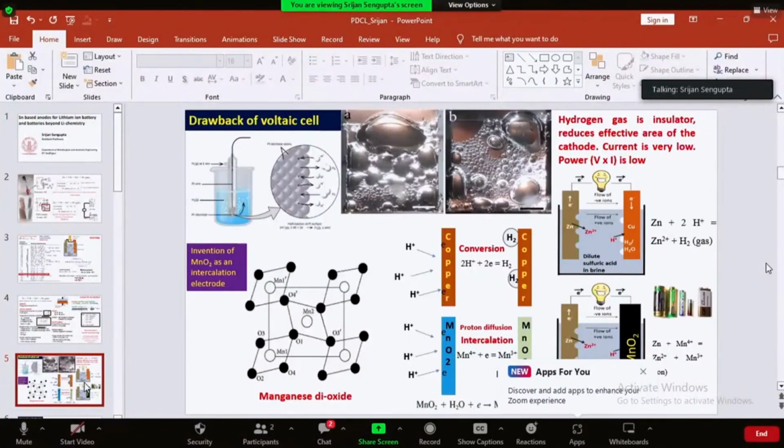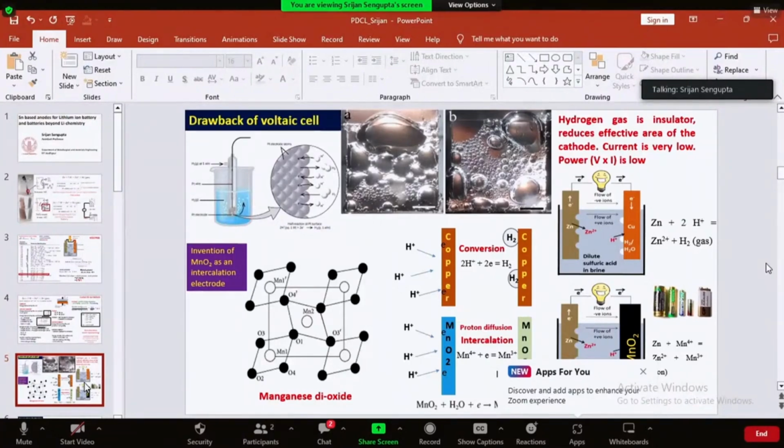The voltage you have already done with, but the current, if you see for this primitive battery, is very low. The reason the current is very low is because you are producing a gas, H2, which is an insulator. So it will keep on attaching to the surface of this copper and keep on reducing your area. So much less area will actually contribute to your electrochemical reaction. You will get very less power.